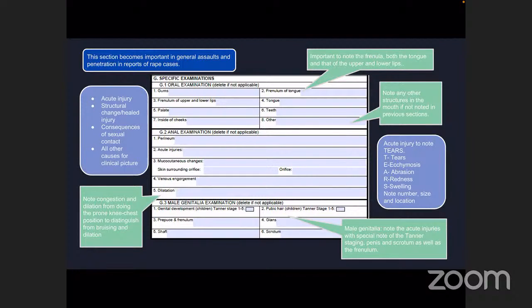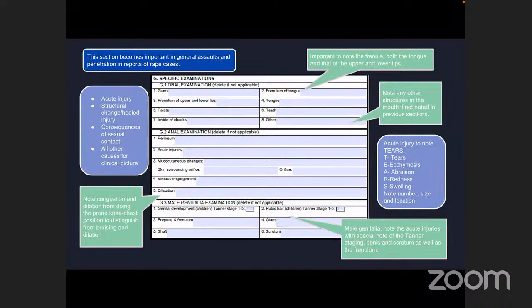The sections that need to be examined are listed, and there are 8 sections there. It's important to also note the frenulum of the tongue itself, and also the upper and lower lips. It's advised that you get good lighting because it's often difficult to see without good lighting in the oral cavity. You can also note any other structures in the mouth, like any other objects or foreign bodies that you may find.